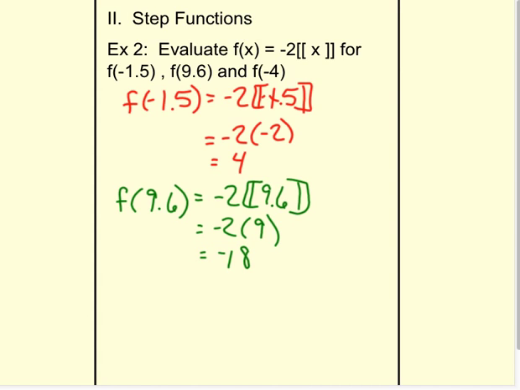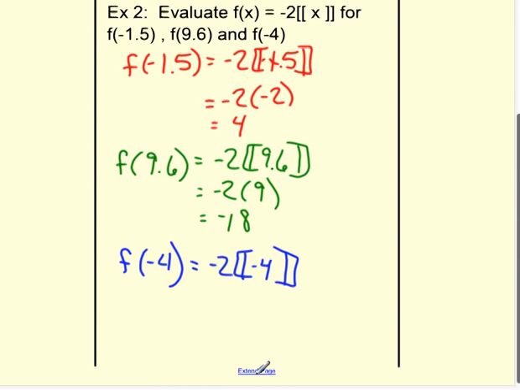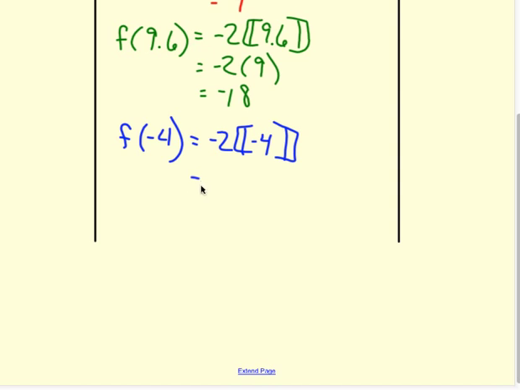And finally, evaluating at -4. -4, of course, is an integer, so it stays exactly the value that it is. So -2 times -4 gives us 8.